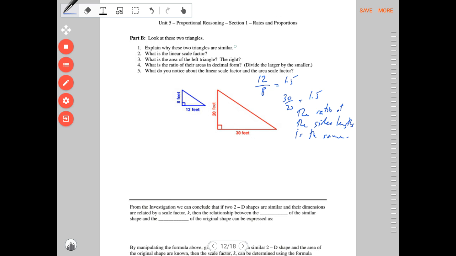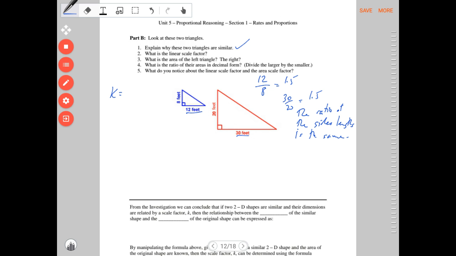Okay, so that is number 1. Okay, so that's why they're similar. Okay, so what is the linear scale factor? So what do I have to multiply the 12 to get to 30? Okay, well, that's not always easy, but remember there's a formula for this.